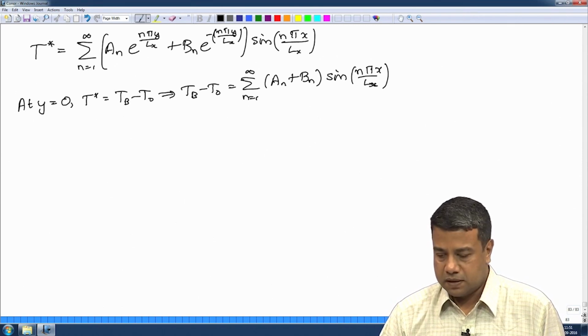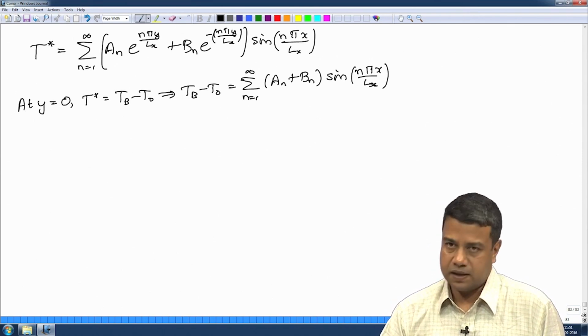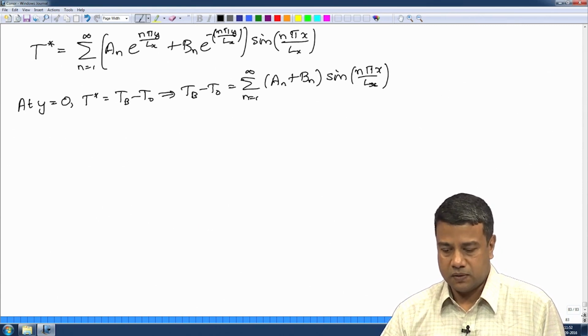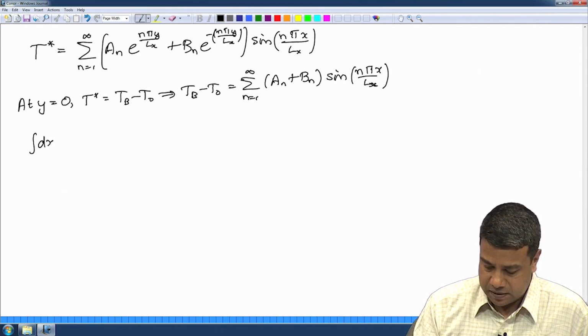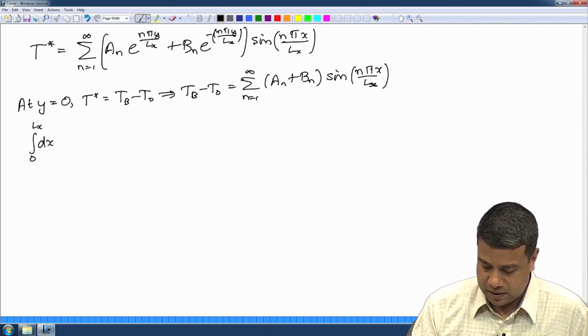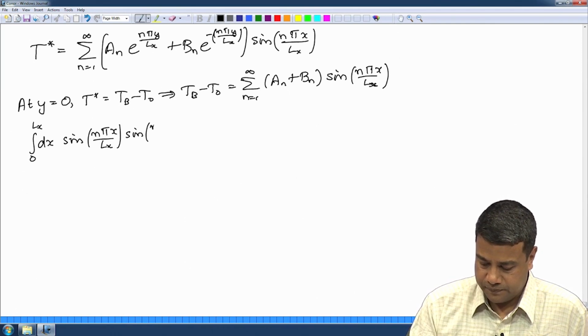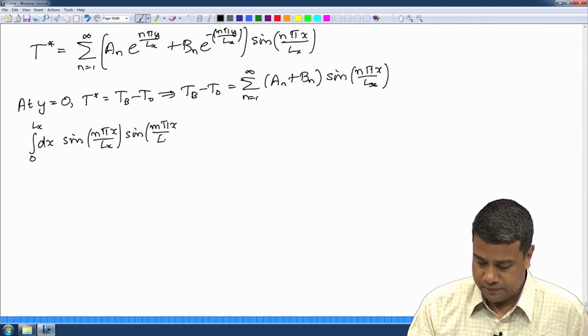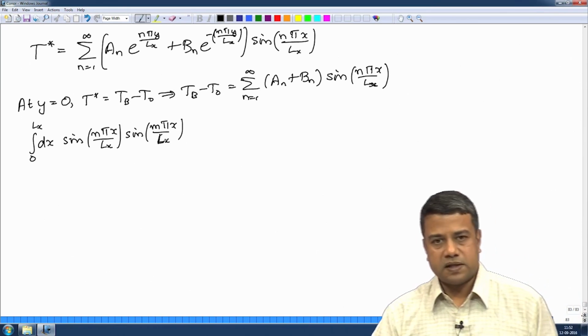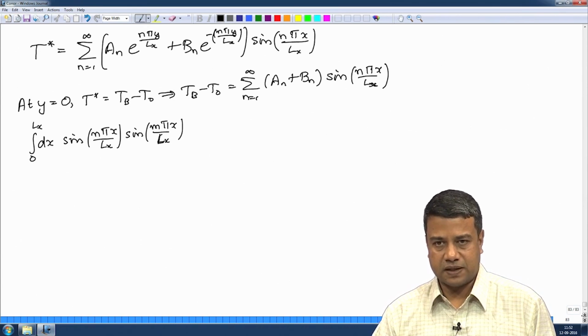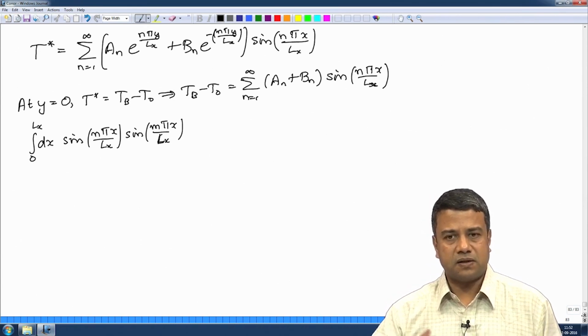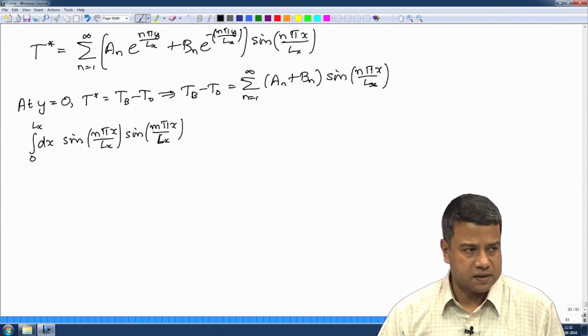So, that is the equation, and now I need to get an equation for A n and B n. And how do I do that? I use the orthogonality relation: integral dx from 0 to Lx of sine of n pi x by Lx. We had previously expressed it in terms of x star, where x was basically x over Lx. In this case, since the lengths in the two directions are different, I have left it as the length itself.